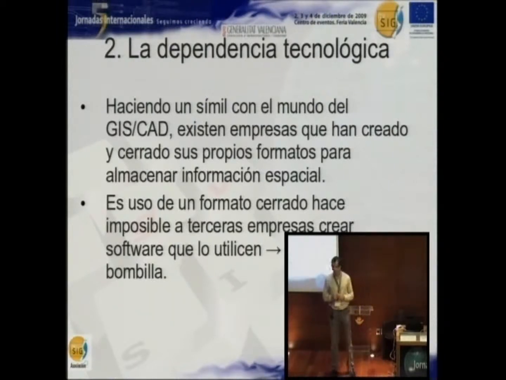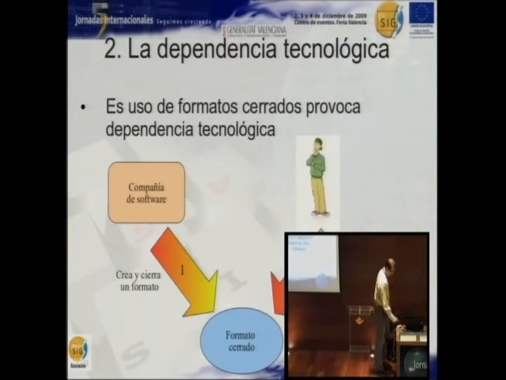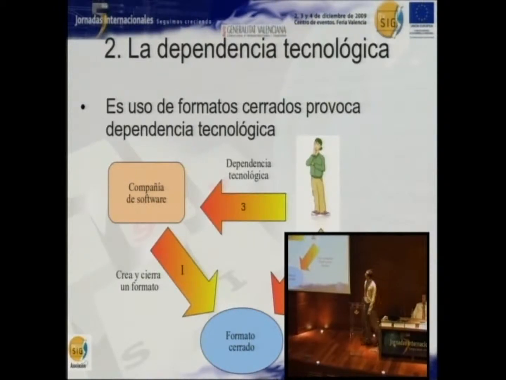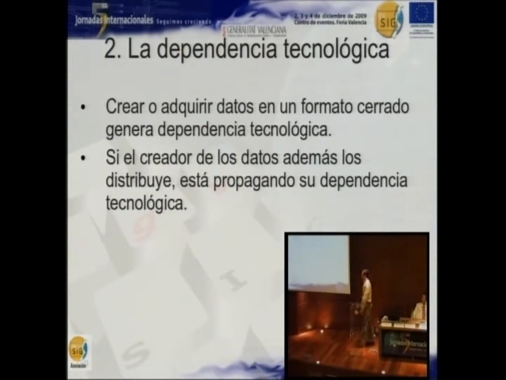Taking the comparison to our world, we could say that there are companies that have created their own formats for storing spatial information. They have created their own standards, they have patented them, and they have control over use. In this case, if you use a closed format, you as a third company cannot create software to work on that format. It is indeed a similar example to that of the light bulb. Imagine a software company which has a closed source system. Then Mr. gvSIG creates or buys formats of this kind. And then Mr. gvSIG becomes technologically dependent on the software company that created the closed source software.